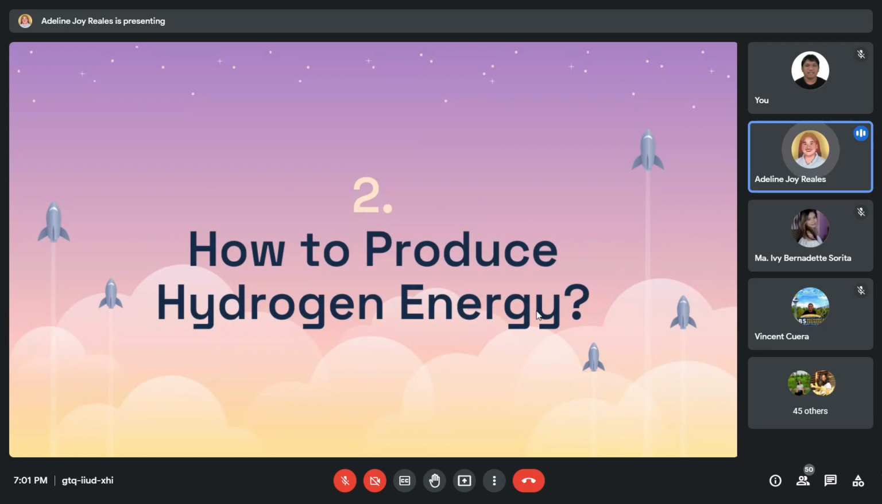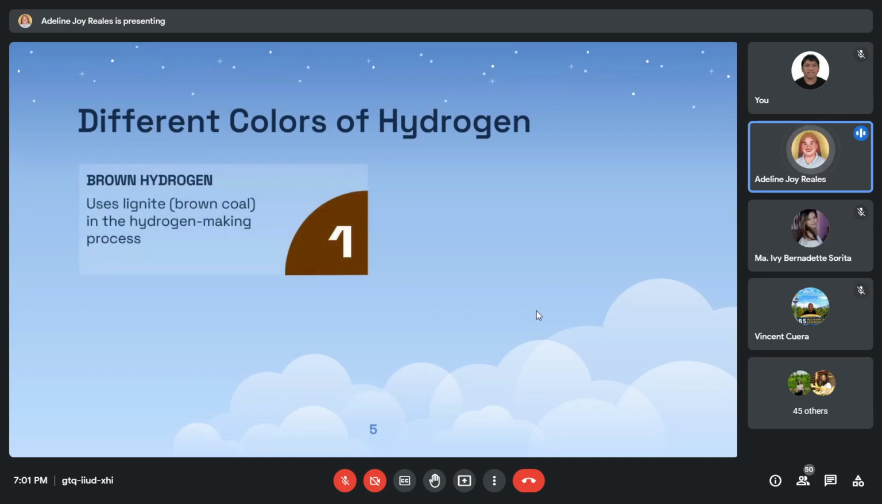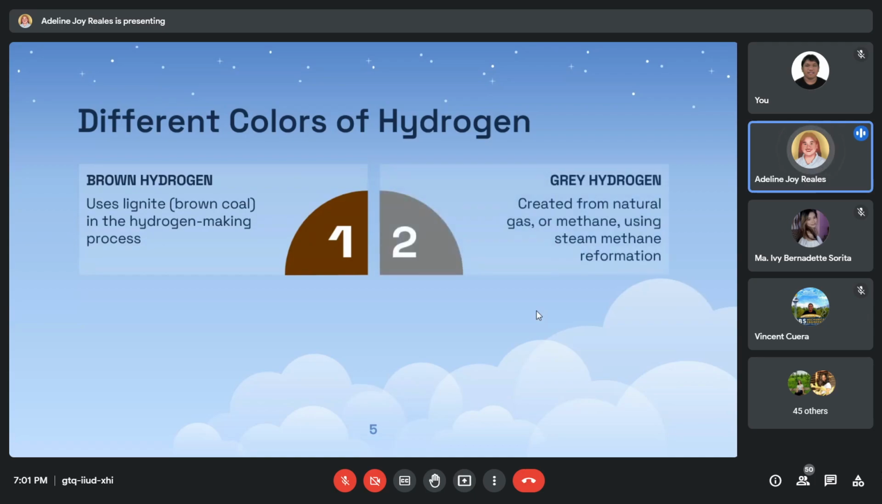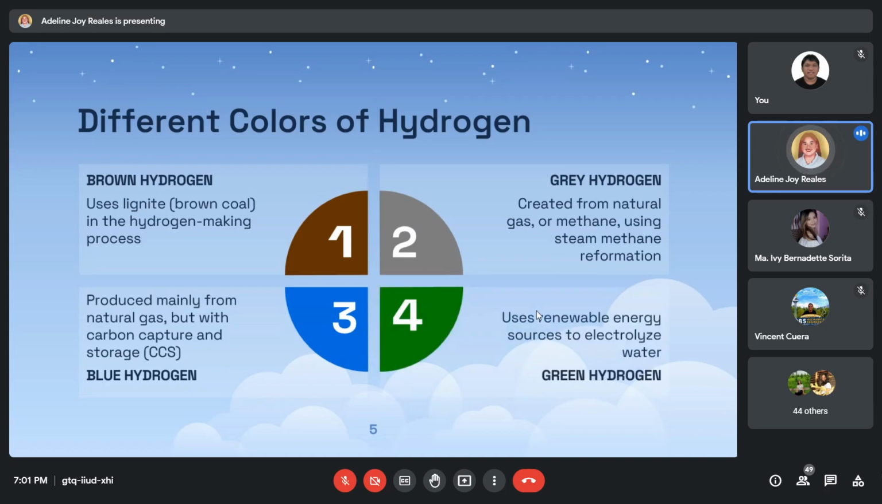This leads us to another discussion topic: how to produce hydrogen energy. Even though hydrogen is a colorless gas, there are different colors of hydrogen that denote how it is produced. Brown hydrogen uses lignite or brown coal in the hydrogen making process. Gray hydrogen is created from natural gas or methane using steam methane reformation. Blue hydrogen is produced mainly from natural gas but with carbon capture and storage. Green hydrogen uses renewable energy sources to electrolyze water.